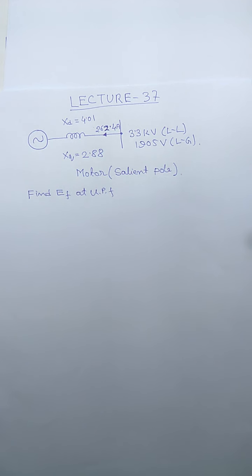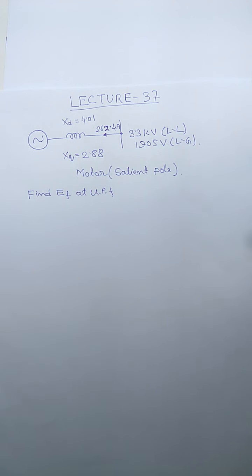Welcome to lecture 37. In this lecture, we will solve a numerical on a salient pole synchronous motor and try to understand the concept about this. The basic thing that we need to understand is how to find EF.